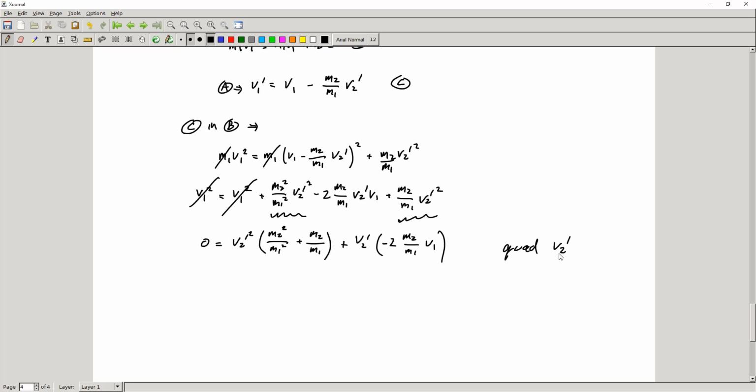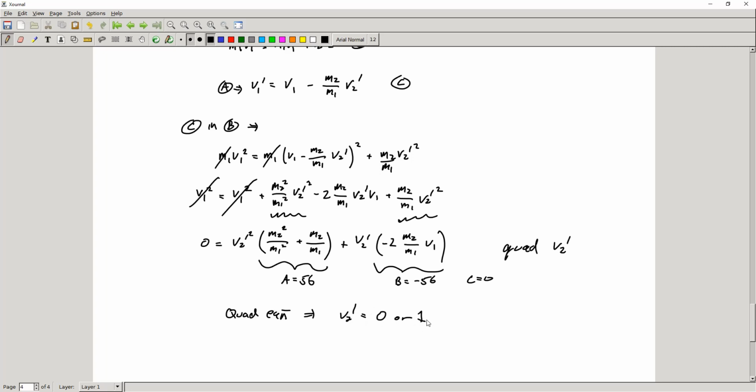And so if we know what M1 and M2 are, if we shove in all the numbers, we're going to find this is going to be our a, equal to 56. And our b here, if we put in all the numbers, we're going to find a b of minus 56. Okay, and our c clearly will be 0, right? There's no term there. So if we then use the quadratic equation, that is going to lead us to a value of V2 prime equal to 0 or 1.